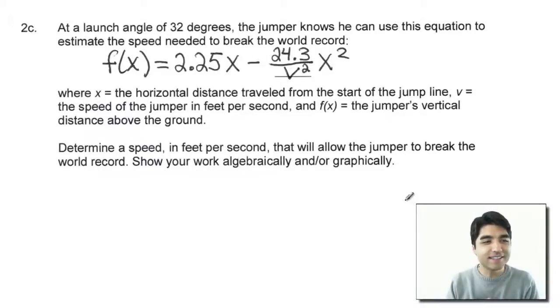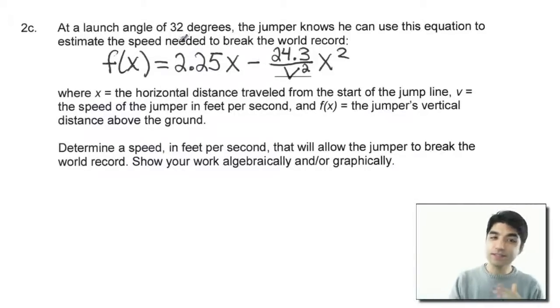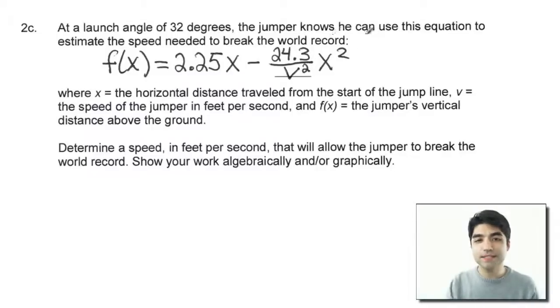Hey, so this is problem 2C, which is the last problem for the Marble Canyon practice task. It says at a launch angle of 32 degrees, the jumper knows he can use this equation to estimate the speed needed to break the world record. F of x equals 2.25x minus 24.3 divided by v squared times x squared. Okay, so we got some different things going on here.